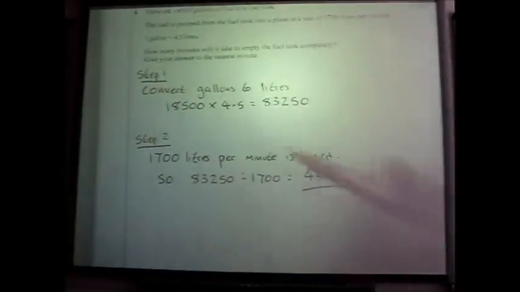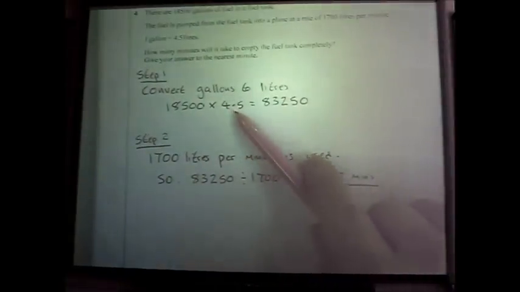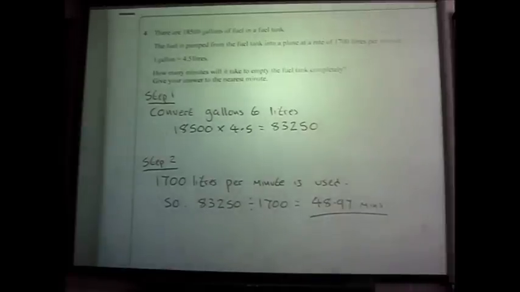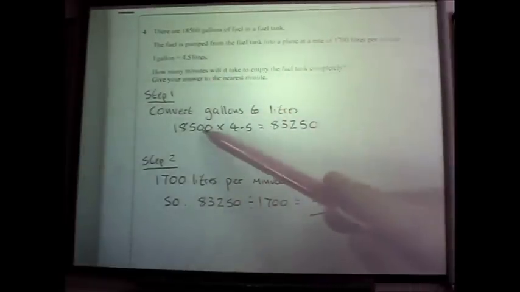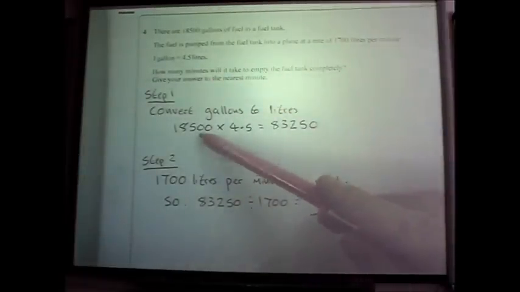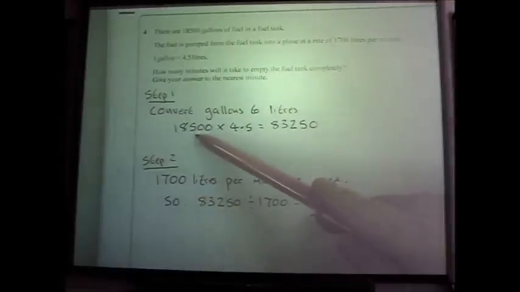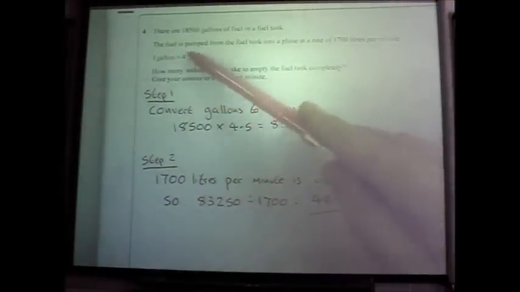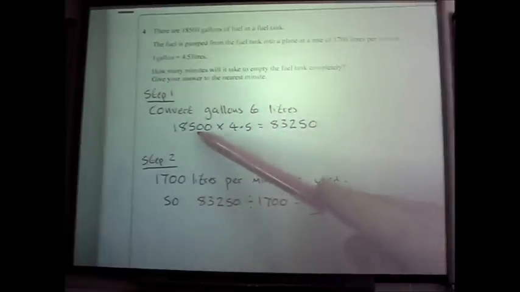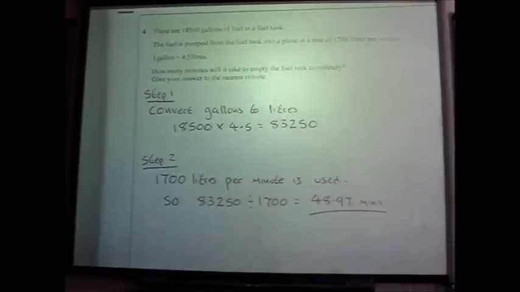Common mistake here is to divide up the top. Just be really careful when you're converting things like volumes of liquid or currency. If 1 gallon is 4.5 litres, if you've got that many gallons, then the answer is going to have to be bigger than that. Because look, the number there is bigger than the 1. So your answer needs to be bigger than this number, so you multiply.